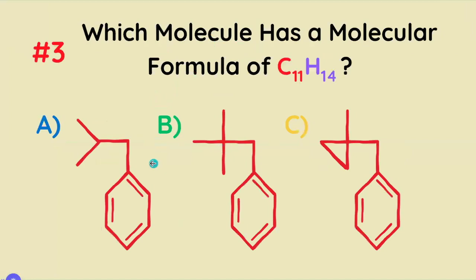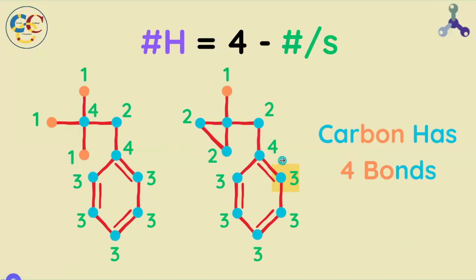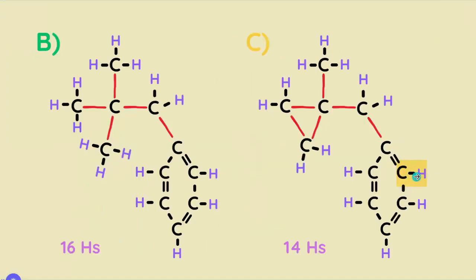Question 3. Which of these molecules has the formula C11H14? Recognizing that carbons are the ends and bends, we can count them up for each molecule and realize that A is wrong because it has 1 carbon too few. Then, with the remaining 2 molecules, we add in the correct number of hydrogens based on the fact that carbon needs 4 bonds. So because this carbon right here, for example, has 3 sticks that we see, 3 bonds that we see, it's only going to have 1 hydrogen to meet the 4 bond requirement.